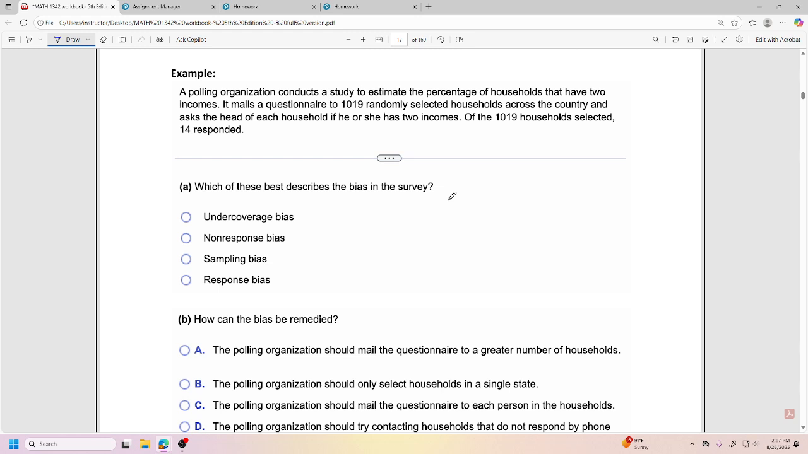What do you think this one is? Yeah, non-response. Because they sent it out to 1,000 people, and yet you only got 14. It's like nobody cares. Nobody's actually answering that. So what would be better then? And this is kind of weird. I'm going to tell you it's weird.